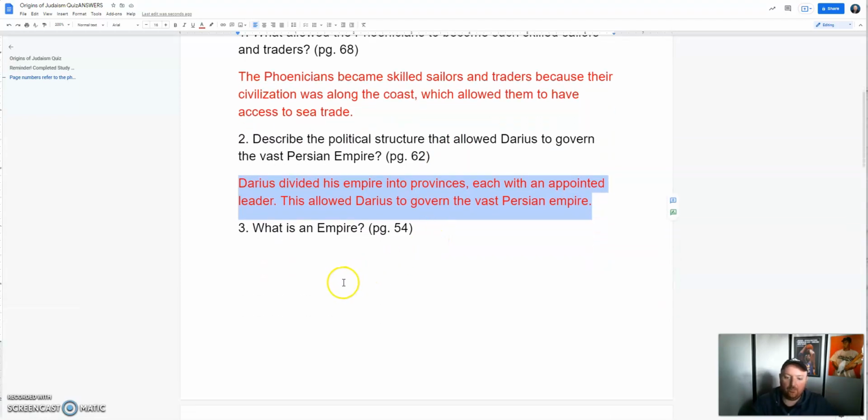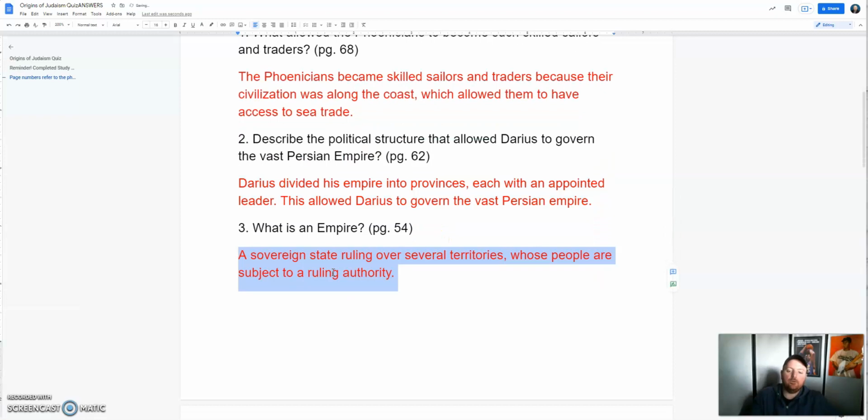So question number 3 is, what is an empire? An empire is a sovereign state ruling over several territories whose people are subject to a ruling authority. Basically, it's where one group of people from one state or country or city-state conquers another people and occupies their territory, and now they're in charge. And they're in charge of people who don't necessarily want them in charge, right? It's where one people are ruling over another people against their will, right?